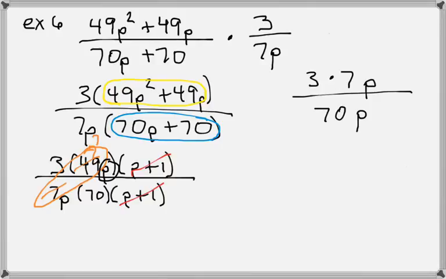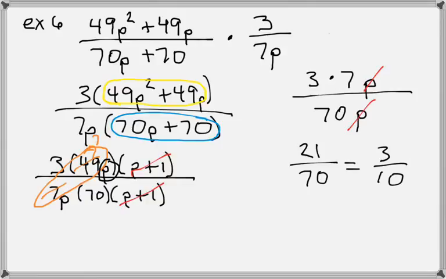So now I'm going to look to make some cancellations again. Here I have a p at the top and a p at the bottom. So now I'm just left with 7 times the 3 in the top over a 70. So 7 times 3 is 21 over 70. And I can simplify that fraction by dividing top and bottom by 7. And I'm going to get 3 over 10 for my simplified answer.